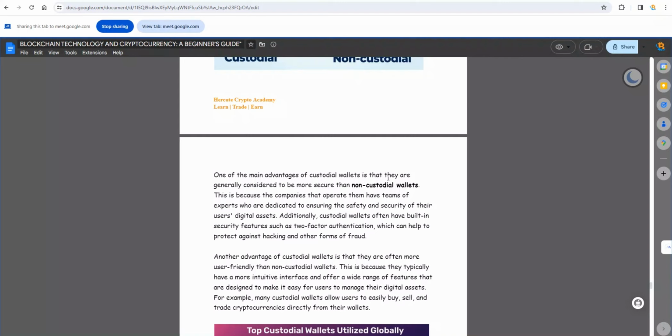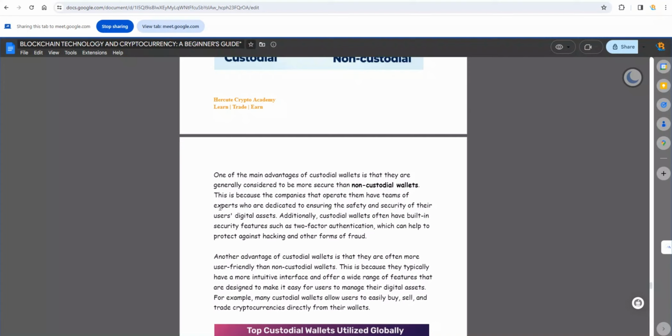Additionally, custodial wallets often have built-in security features such as two-factor authentication, which can help to protect against hacking and other forms of fraud. Like I mentioned, when you're logging in, you probably have to put your email, then your password. After that, you'll be asked to put a code sent to your SMS, then another code sent to your email, then another code from your Authenticator app. So this makes them considered secure.